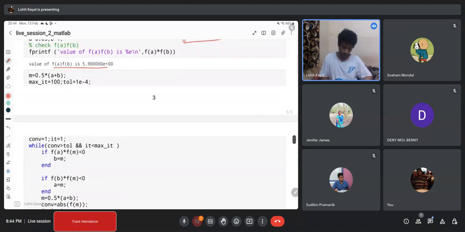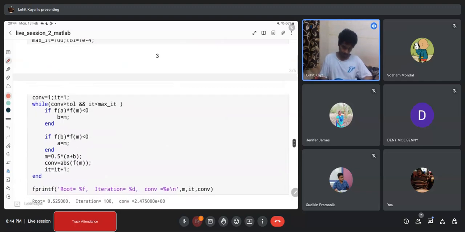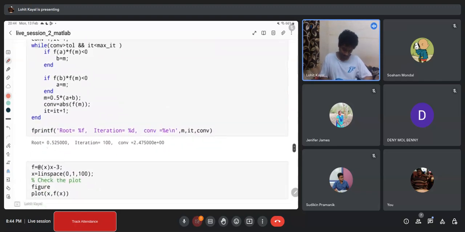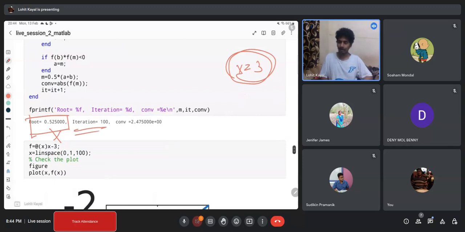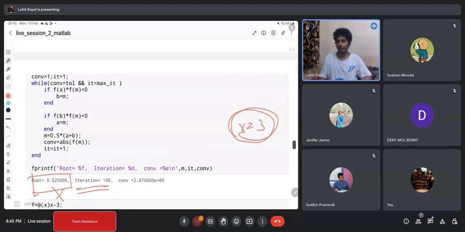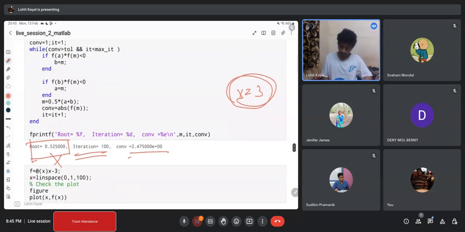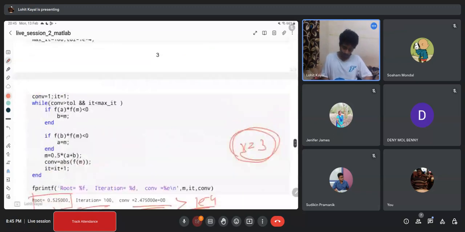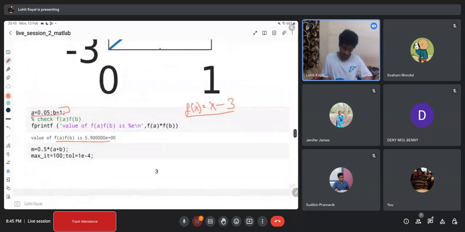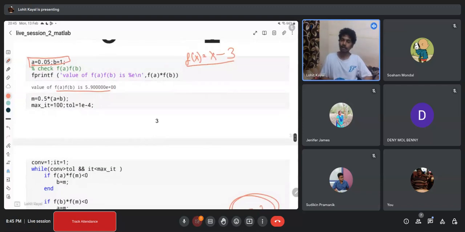Now if I just run the code, you see that the root here is not a valid answer. First of all, the correct answer is 3. Here you see the iteration is 100 because it didn't converge, and if I take maxit as 1000 or 10,000, it will go till that point. And here conv is again always greater than 1e minus 4, because we just took two wrong initial values. So neither of these algorithms worked.